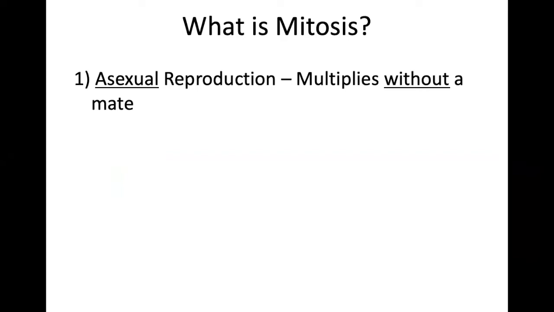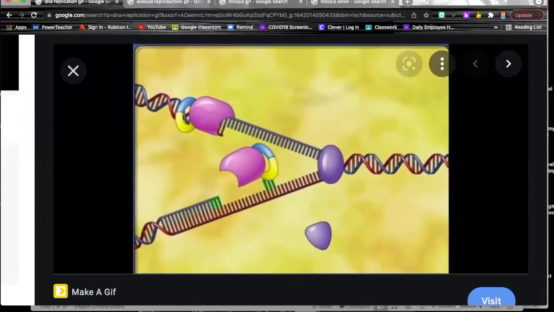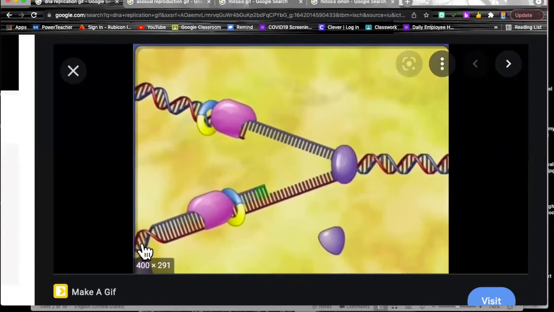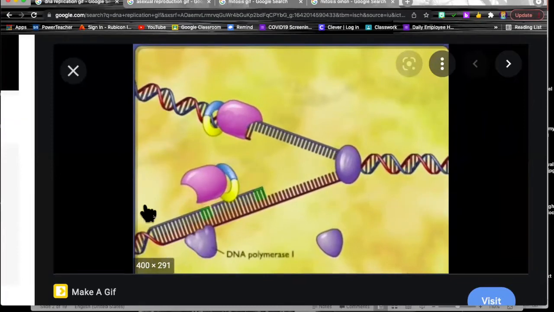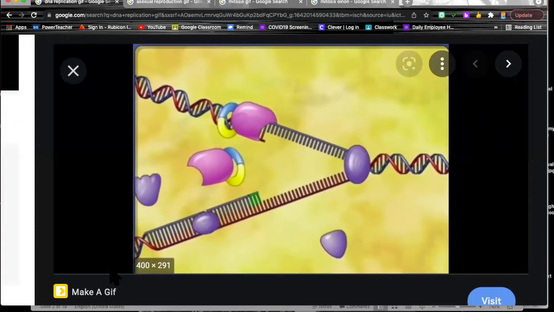So all of this is asexual reproduction. How your cells make brand new cells, but without having sex. That's right, one cell became two cells. There was only one parent. We call that asexual. We learned in chapter 1. It is going to give entirely its own A's, T's, C's, and G's, its own DNA, as we saw happening right here. The first cell ends up making two strands of DNA, and each baby cell, we call them daughter cells, each daughter cell got one of these DNA. One daughter cell got this one, one daughter cell got this one.